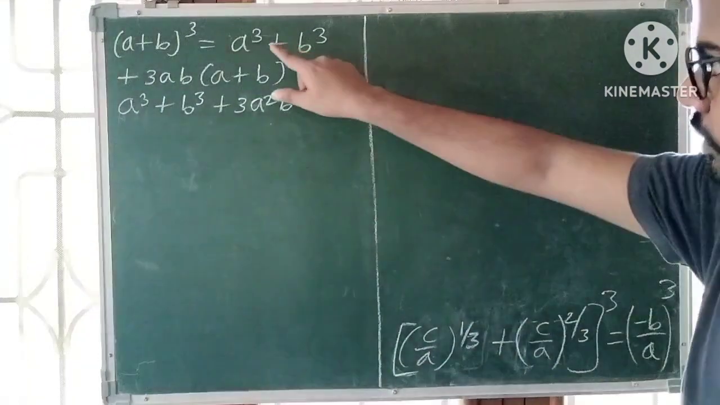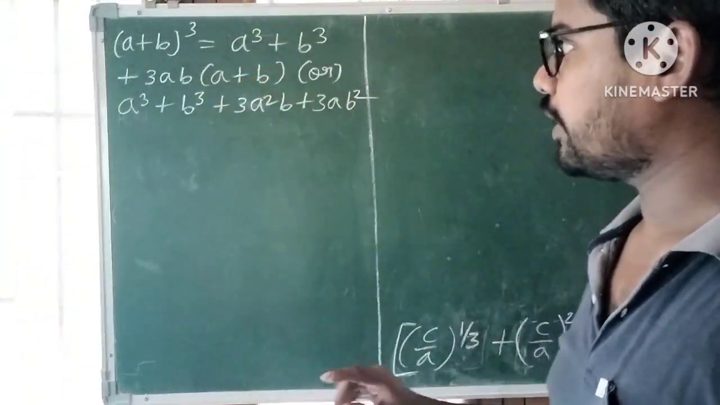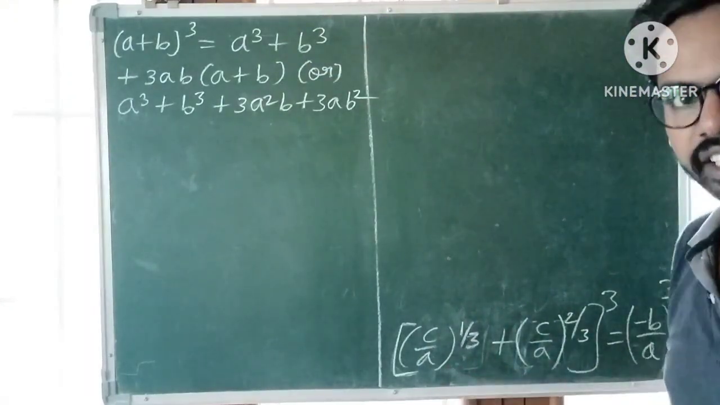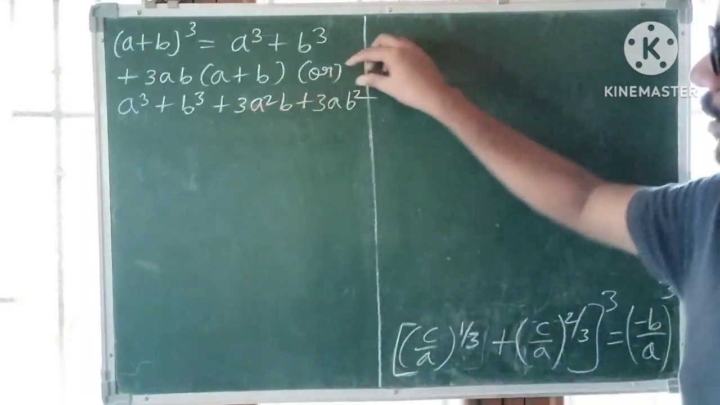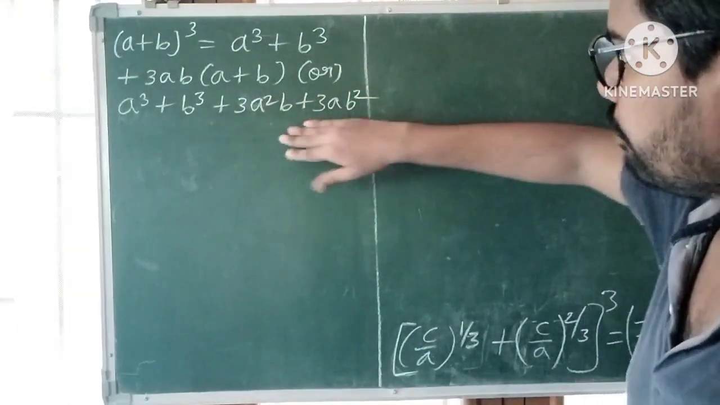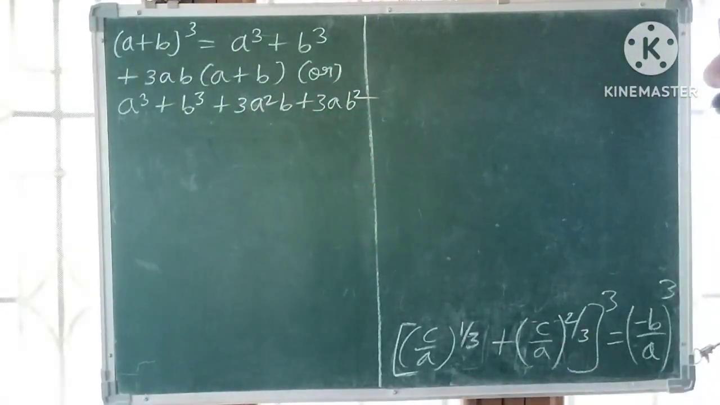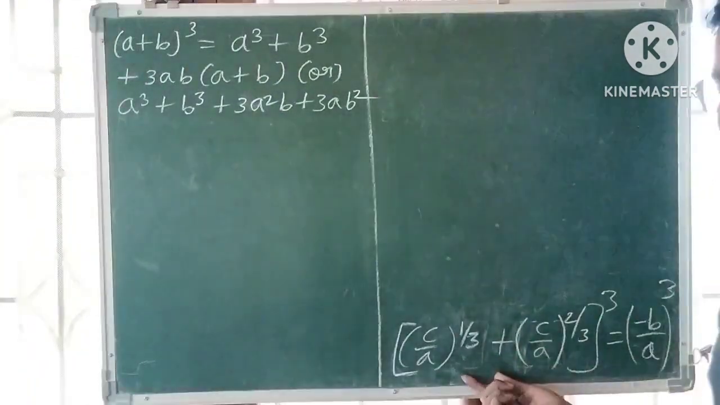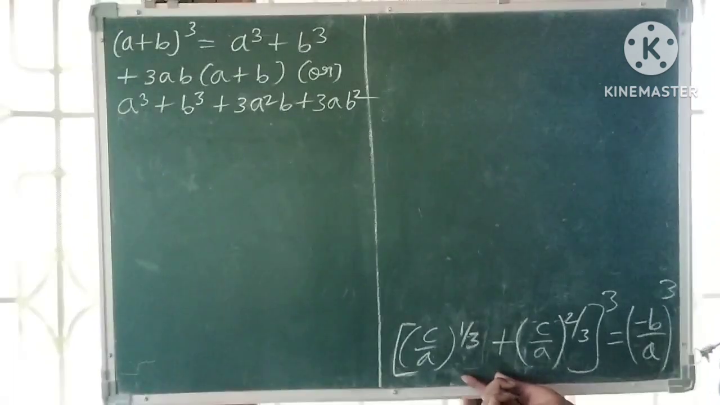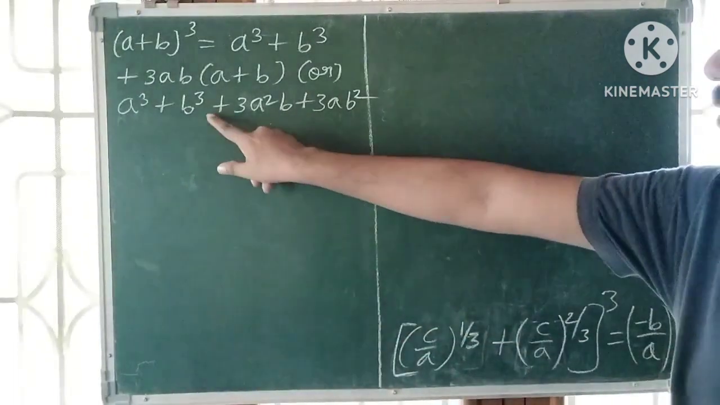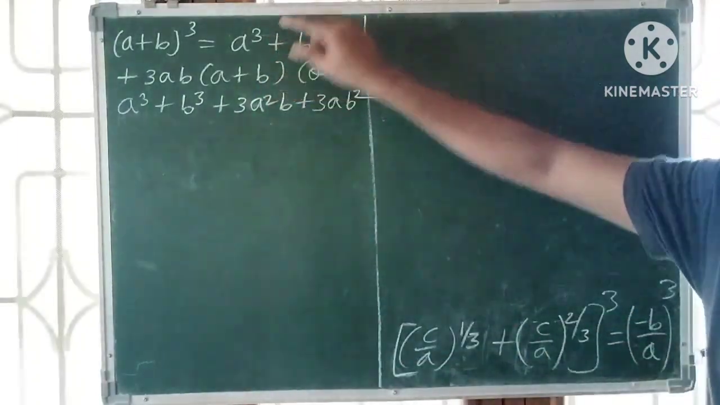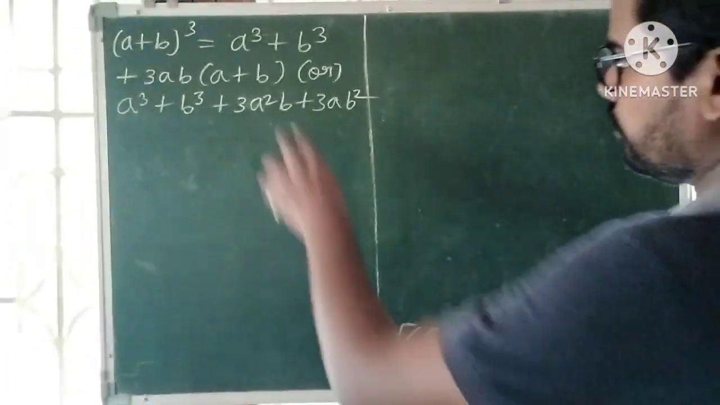Why? Formula 1 means A cube plus B cube plus 3AB into A plus B. If you apply this formula, then the simplification is very easy. Otherwise, if you apply A cube plus B cube plus 3A square B plus 3AB square, then this proof becomes complicated and you won't get the answer. That's why apply formula 1.